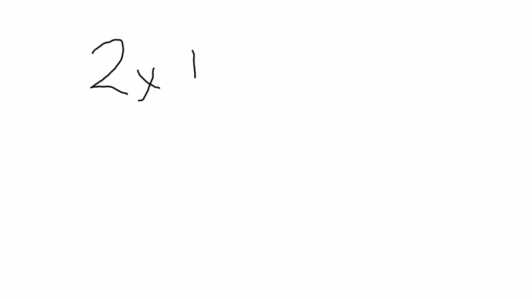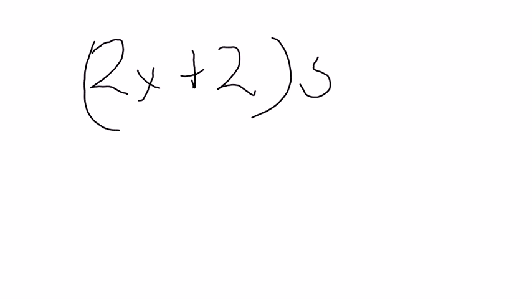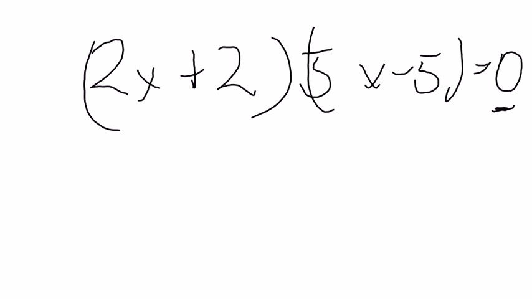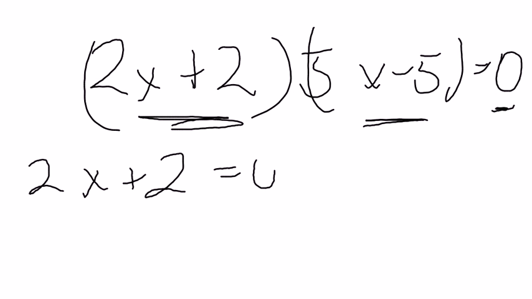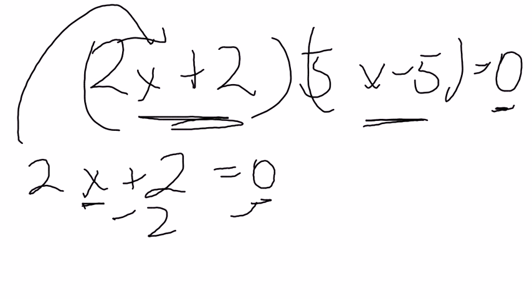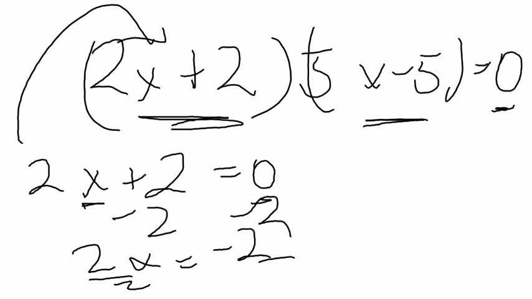We got 2x plus 2 times 5x minus 5 equals 0. Okay, so that's important. It already has 0 there. So how do we make it all equal to 0? We have to have this guy equal 0 and this guy equal 0. So we set factors equal to 0. 2x plus 2 equals 0. What do we need x to be so that that factor will be 0? Okay, well, you subtract 2 from both sides. Okay, so we get 2x equals negative 2, and then divide by 2. So x equals negative 1.